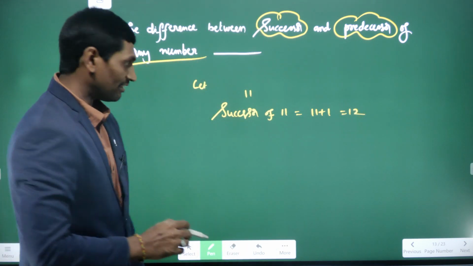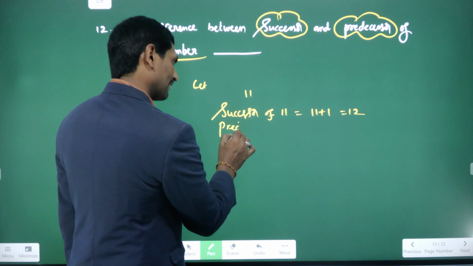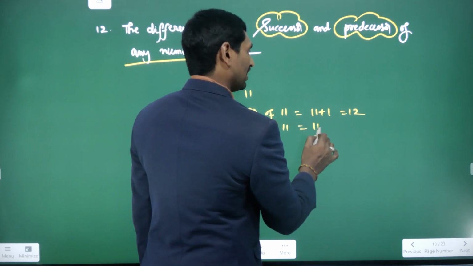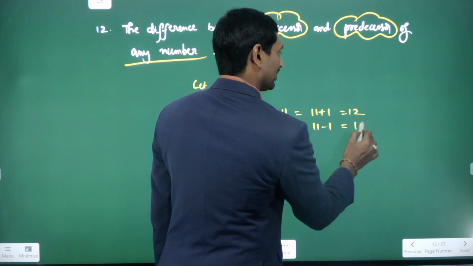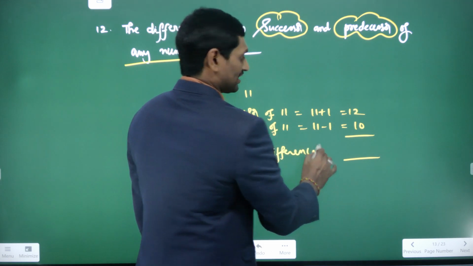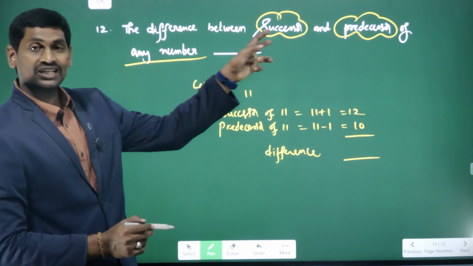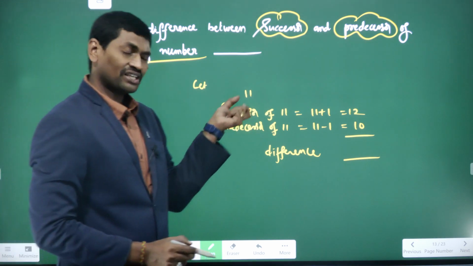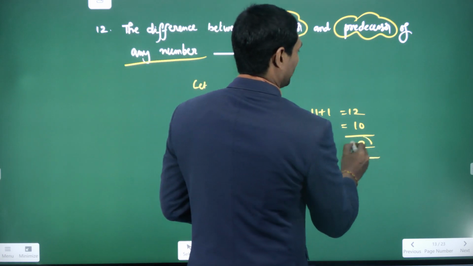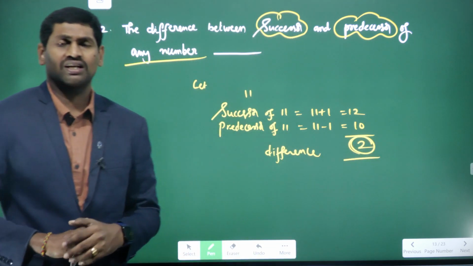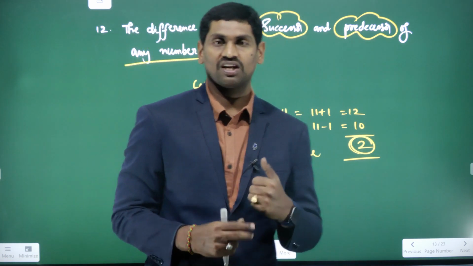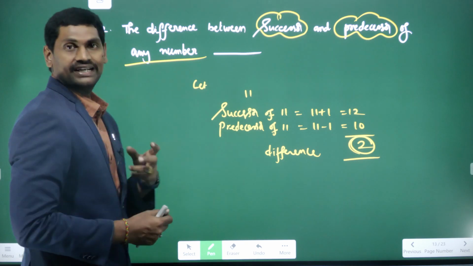12 is the successor of 11, and the predecessor of 11. Predecessor we get by subtracting 1. So 11 minus 1, 10. The question is given as the difference between successor and predecessor of any number. I am taking the successor and predecessor of 11 and their difference. The difference is 2. So blindly you can say, if you take any number, the difference between successor and predecessor is 2. Okay. So let us move on to the next problem.